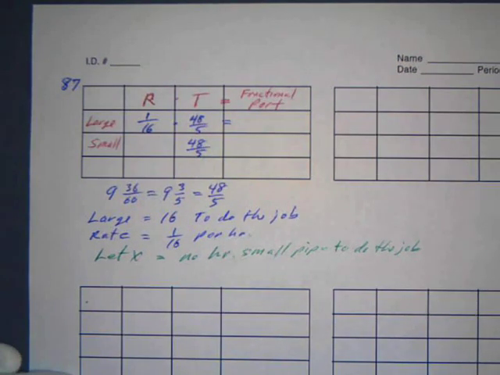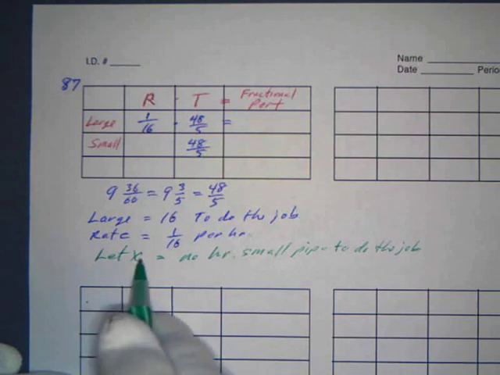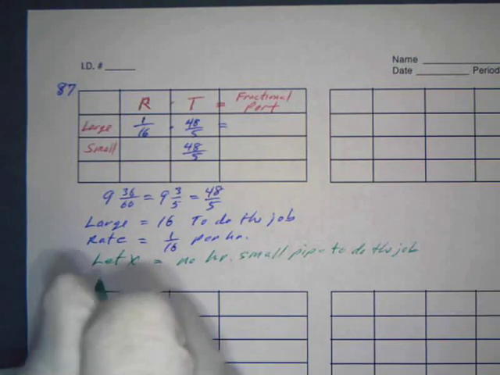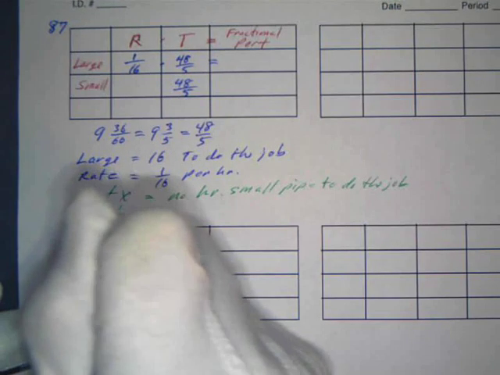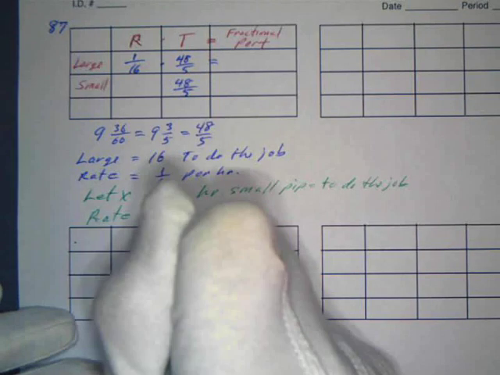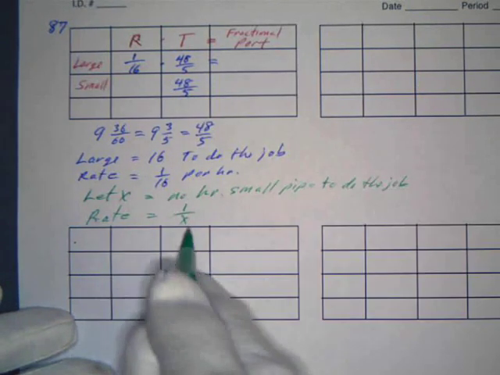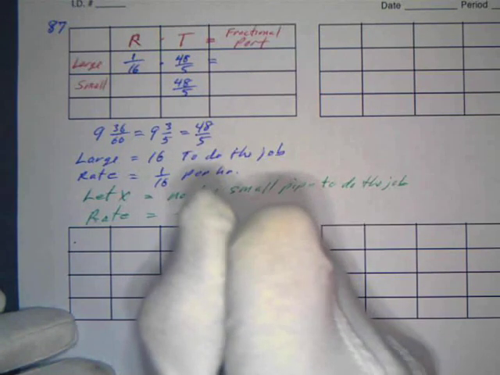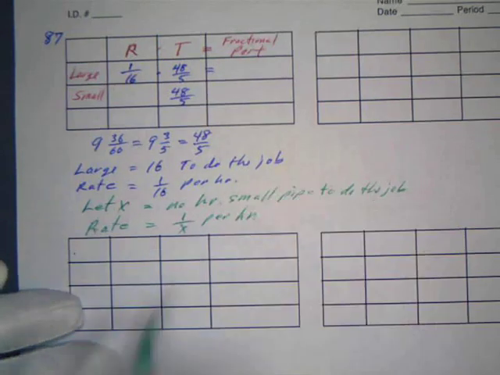So what would that rate be? Well, if it takes x hours, if it was 3 hours, it would do 1/3 per hour, right? If it was 4 hours, it would do 1/4 per hour. If it was 5 hours, it would do 1/5 per hour. So the rate is 1 over x per hour. So if it was 10 hours, it would do 1/10 per hour. So that's the rate. So that's going to be this rate over here, 1 over x.